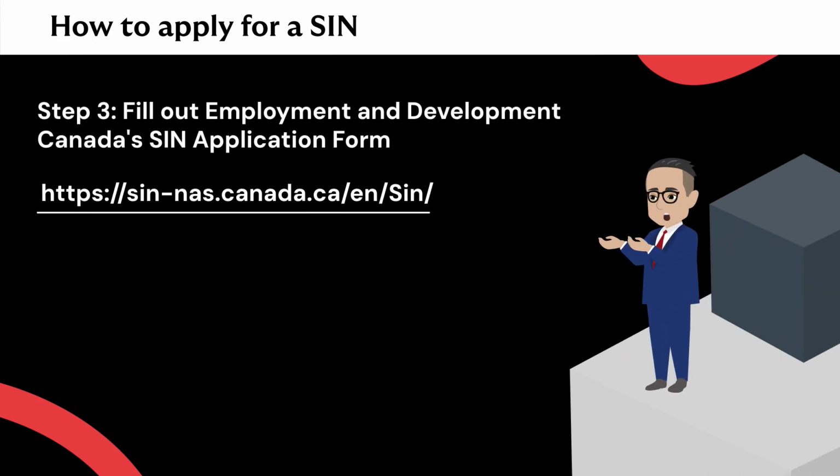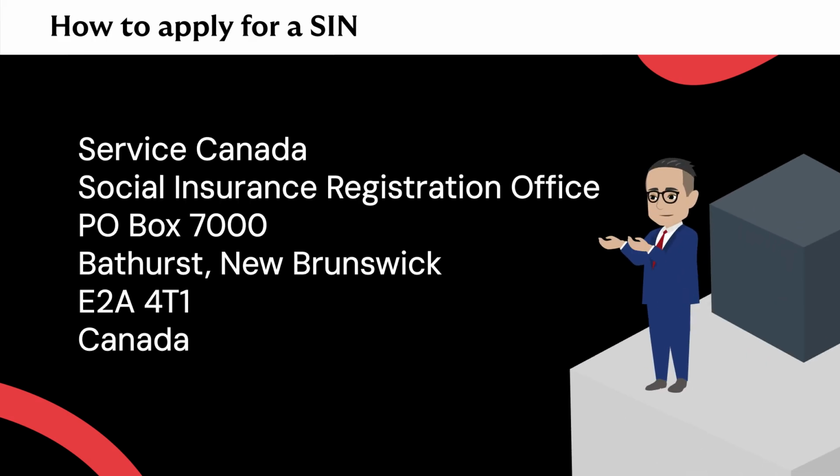Step 3. After collecting and scanning your supporting documents, fill out Employment and Social Development Canada's online social insurance number application form. The information you submit on the online form should match your primary document, for example, your passport. Alternatively, you can take these documents to a Service Canada location or apply through the mail at Service Canada, Social Insurance Registration Office, P.O. Box 7000, Bathurst, New Brunswick, E2A 4T1, Canada.